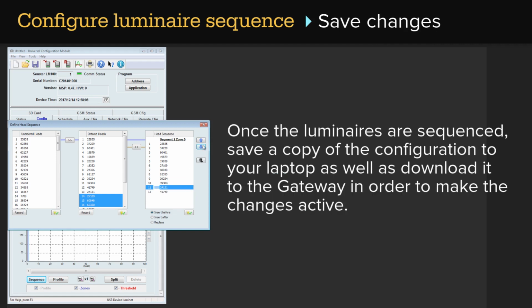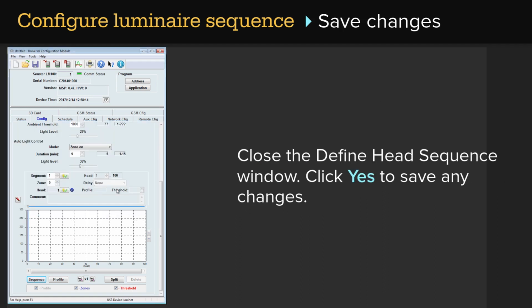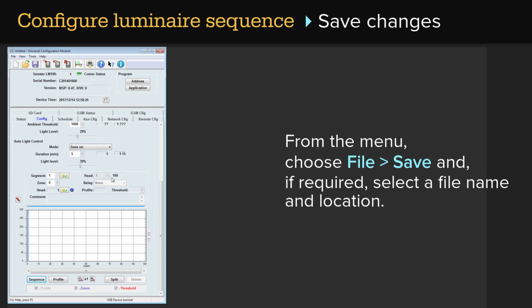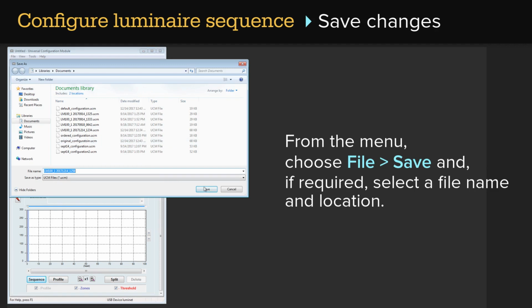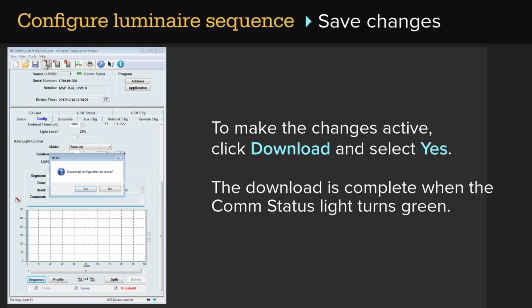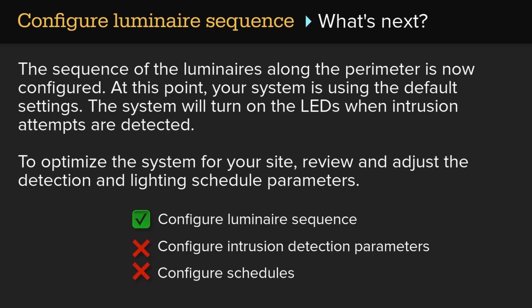Once the luminaires are sequenced, save a copy of the configuration to your laptop, as well as download it to the gateway in order to make the changes active. Close the Define Head Sequence window. Click Yes to save any changes. From the menu, choose File, Save, and if required, select a file name and location. To make the changes active, click Download and select Yes. The download is complete when the COM status light turns green. The sequence of luminaires along the perimeter is now configured.